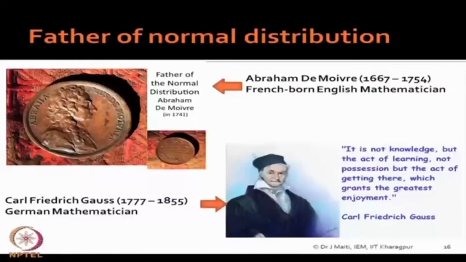Now, he is considered the father of normal distribution, but only the equation will not be sufficient. Later, Gauss, another famous mathematician and statistician, gave the properties. All statistical properties of normal distribution were identified and tested by Carl Friedrich Gauss, the German mathematician.